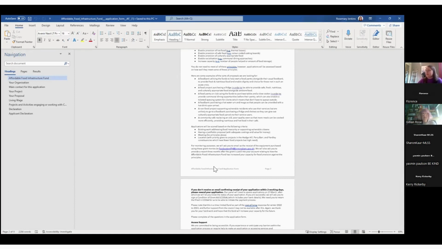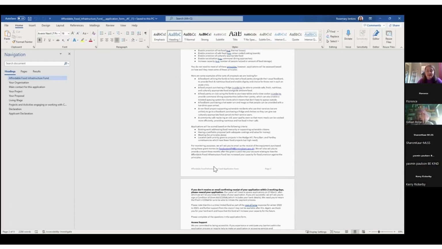So for example, a food bank utilising the funds to help start a food pantry alongside their usual food bank to provide fresh and nutritious food and enable dignity and choice for those not in such an acute crisis. A food project purchasing a fridge in order to provide safe, fresh, nutritious and culturally appropriate food alongside their normal ambient food that they provide. A food pantry or club using the funds to purchase tables and a slow cooker in order to provide communal dining approaches and opportunities. As I said before, a food bank purchasing a hot water urn and mugs so that people can be provided with a hot drink on arrival.